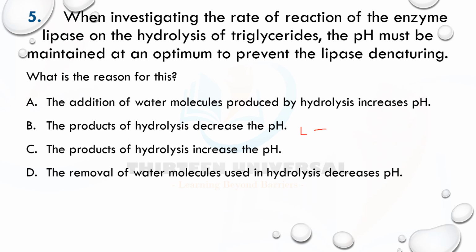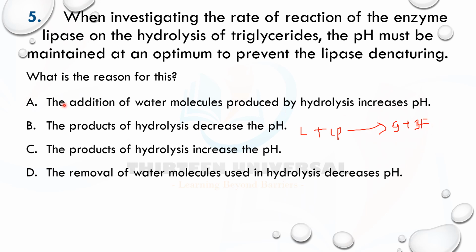When it reacts with lipase, let me call lipase LP, it's going to break it down to glycerol, let me call it glycerol G, and the fatty acids, about 3 fatty acids if we're dealing with triglycerides. So we have 3 fatty acids F. These fatty acids are acids, so they will change the pH. They will make the pH more acidic.